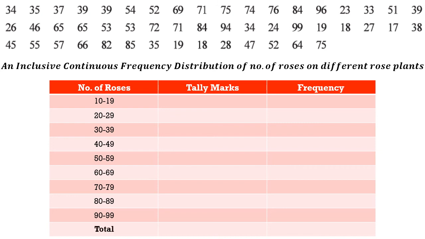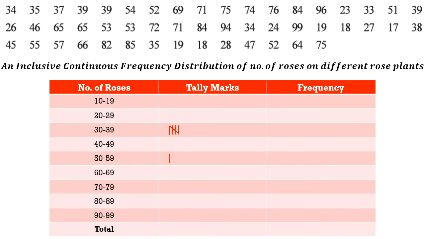Okay, now the first data here. Now I will tell you that no number is repeated. This is an inclusive frequency distribution, so no number is repeated, so all numbers will only have one option. For example, the first value is 34. So 34 will be 30 to 39. Then 35 will be the same. 37 will be the same, and again 39 will be the same. And then 39 has been repeated, so we get a group of 5 directly.